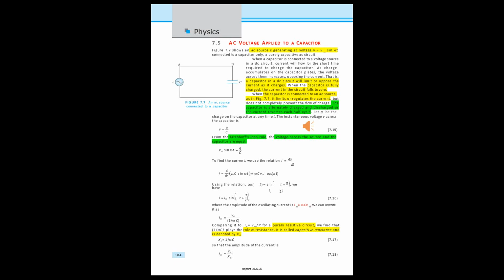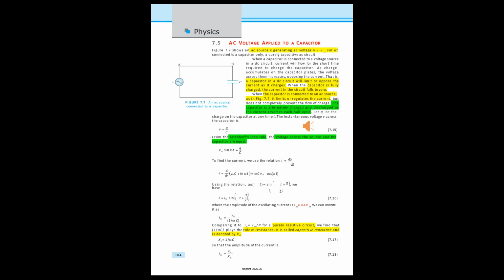AC voltage applied to a capacitor. Figure 7.7 shows an AC source epsilon generating AC voltage V equal to Vm sin omega t connected to a capacitor only, a purely capacitive AC circuit.